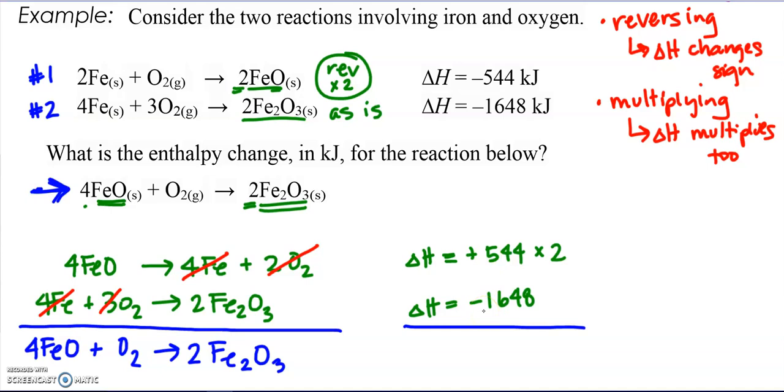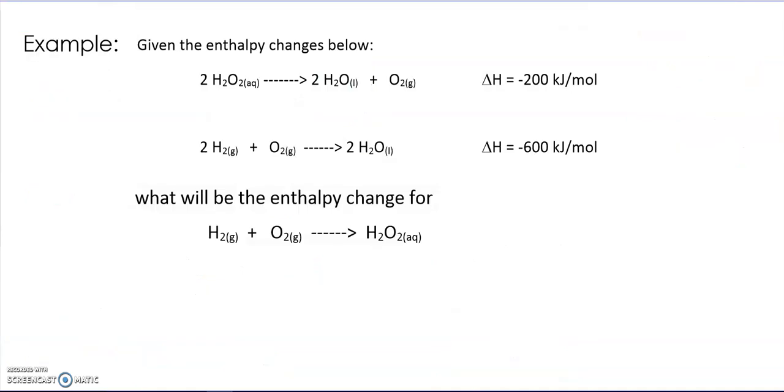So when I type these in my calculator and add them up, I get negative 560, and these are in kilojoules, and that is the enthalpy of this reaction. So let's do another one. And if you'd like to pause and try this one on your own, and then watch me do it, by all means, go for it.